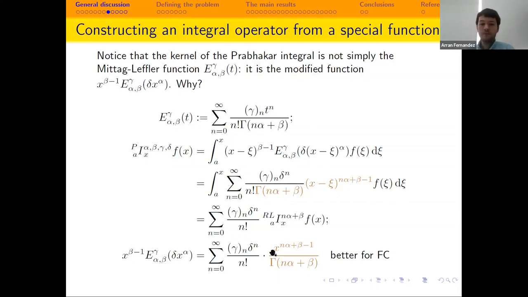So what we're seeing here, that's how we get the series formula, Riemann-Liouville fractional integral with this brown function as a kernel. And what we're seeing here is that what's better to use in fractional calculus is not just the E alpha beta gamma function directly, but this modified function, because what's in brown there is a useful function. It's the kernel of Riemann-Liouville. It also has a nice Laplace transform. That's another good property. It's good to have the exponent being 1 less than the argument of gamma.